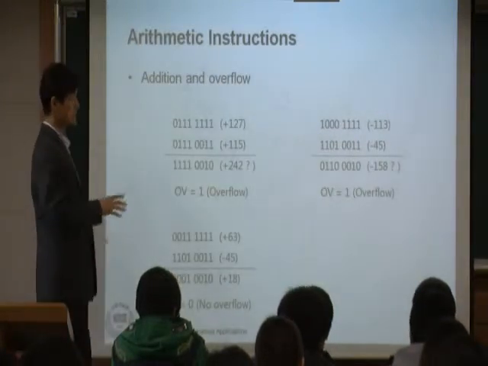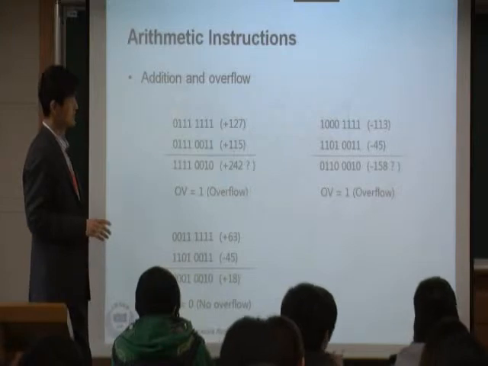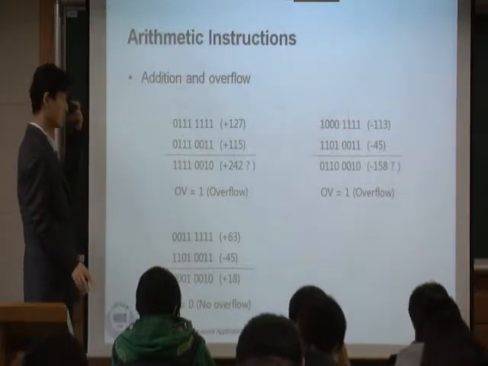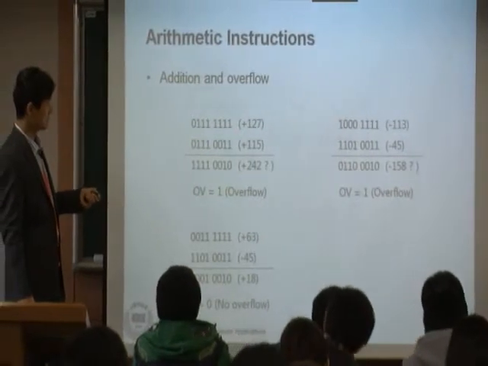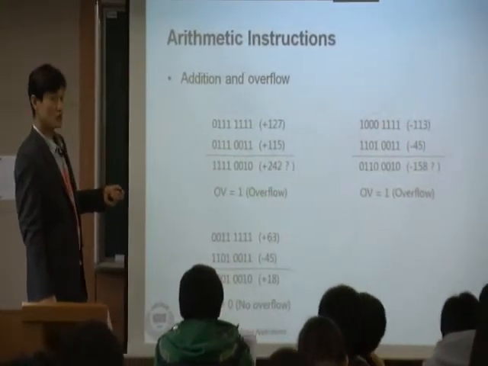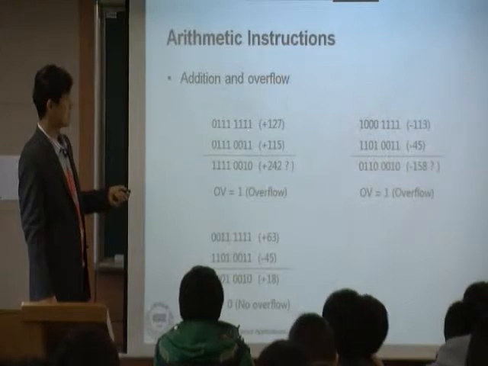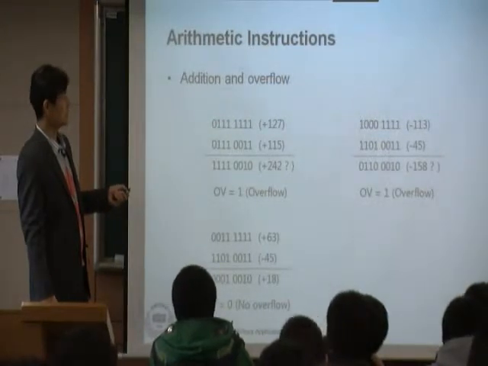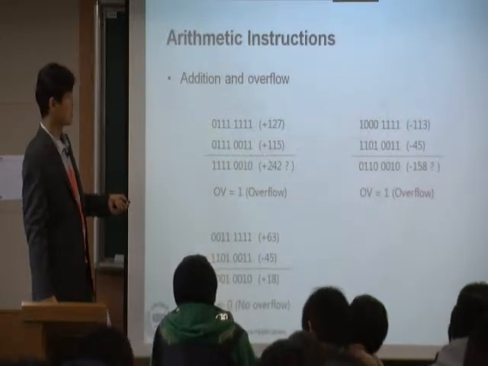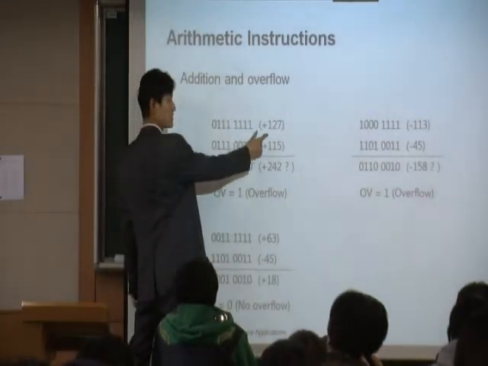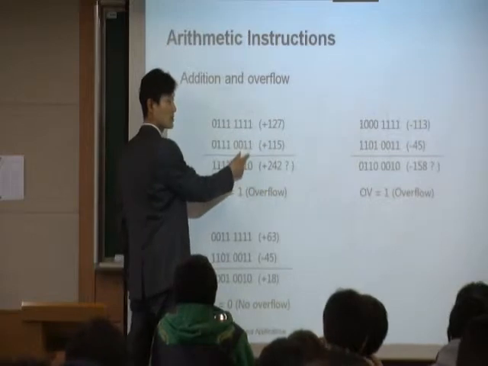Here is the picture describing overflow. Look at the example here. Let's do addition. Let's add 127 plus 115. These two are pretty big numbers, and let's add these two.